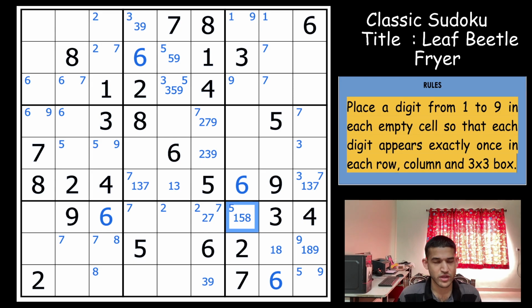These two cells seem to help. 5, 6, 9 and 2, 3, 7 are eliminated. So these must be 1, 4, 8. This can't take an 8. That's a 1 and 4.